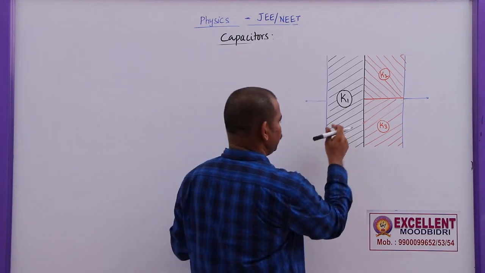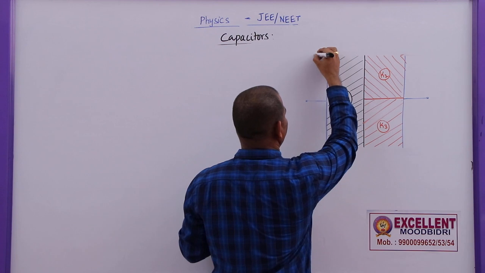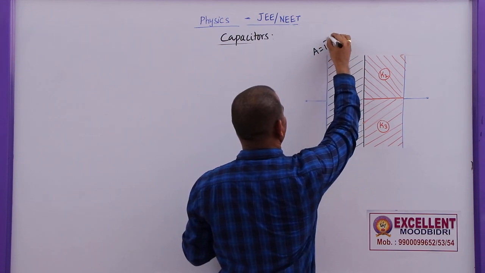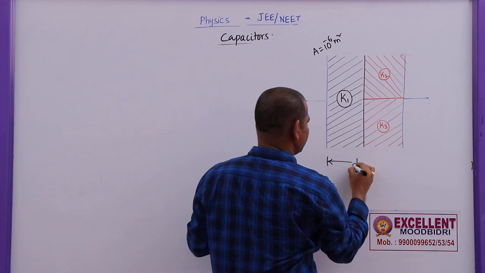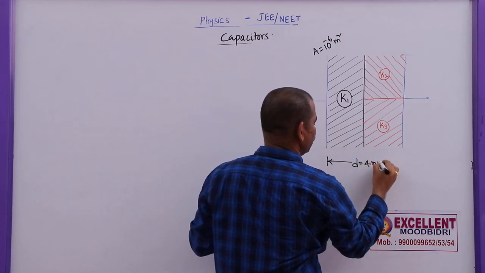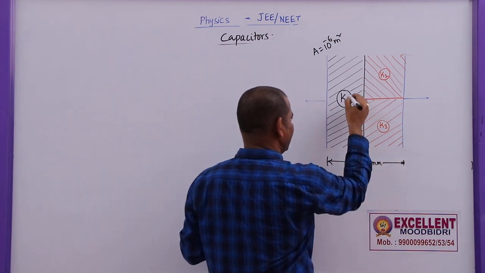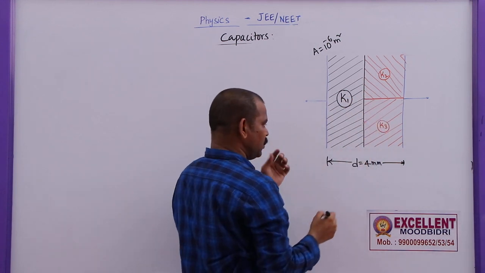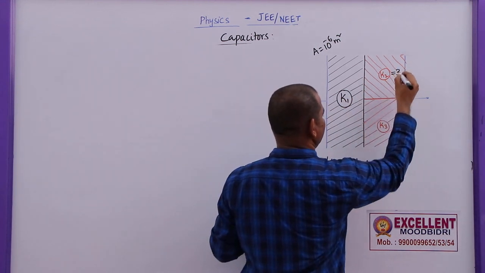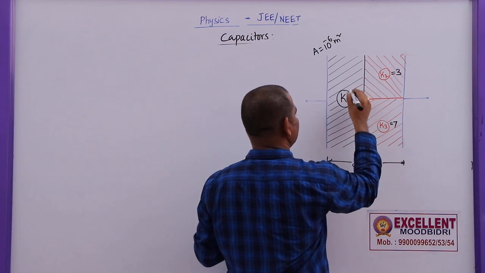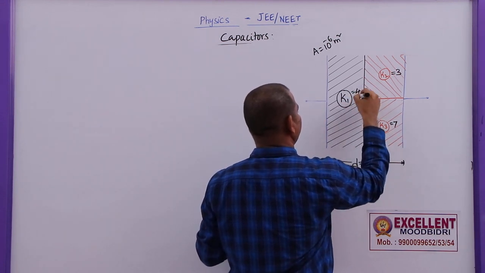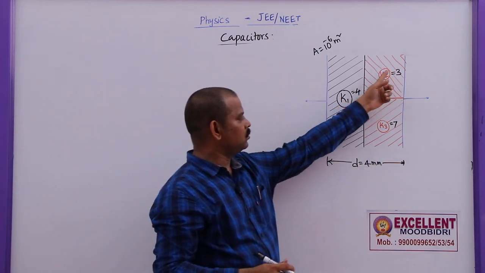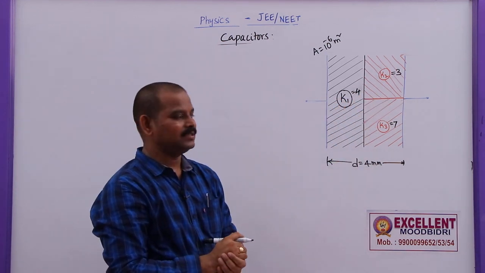Here a small problem is given. The area of each plate, let us say, is 10 power minus 6 meters square, and the distance between two plates, a small d, let us say this is 4 millimeters. And let us say K1, K2, K3 are given as 3, 7 and 4. So, these are the dielectric constants of these three dielectric slabs.